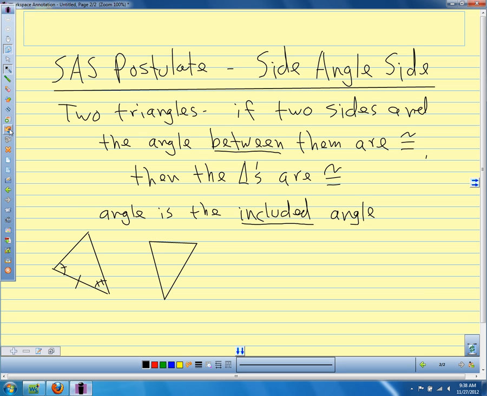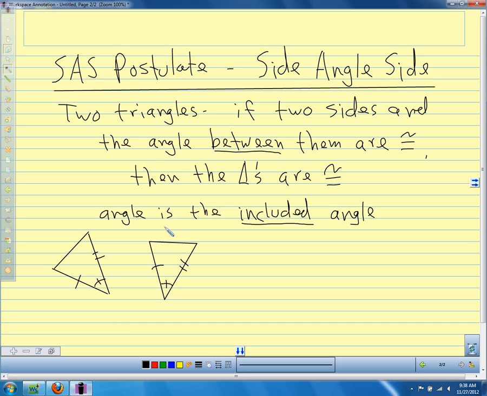Sorry, I did the wrong postulate there. Our diagram would look like this. We have a side, an angle between the two sides. So this would be a side angle side. And we call this angle that's between these two sides the included angle. So the angle can't just be anywhere on the triangle. It has to be between those two sides. And the order that we use in the name of the postulate is the order that they have to go in on the triangle. Side, angle, side.